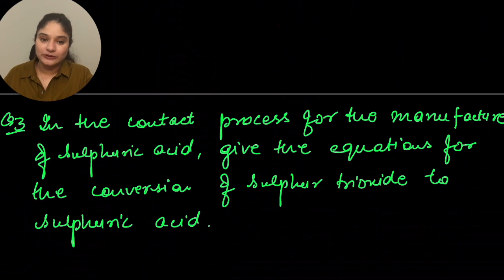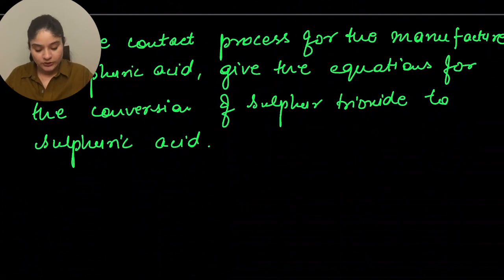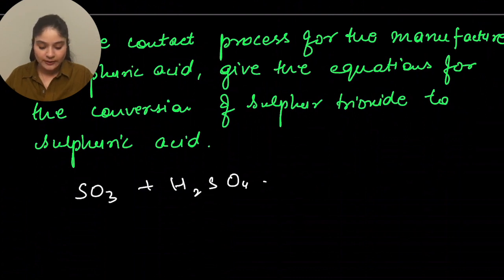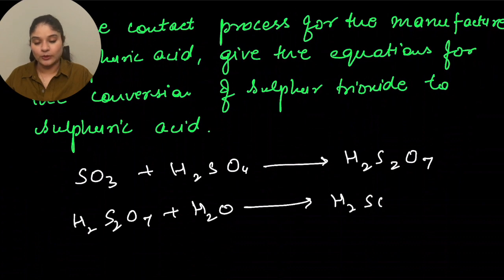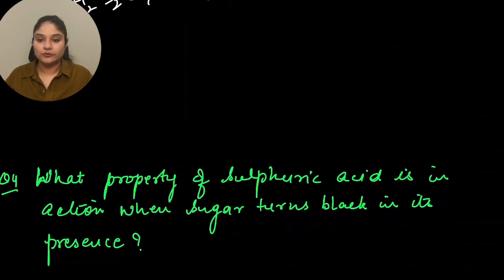In the contact process for the manufacture of sulfuric acid, give the equations for the conversion of sulfur trioxide to sulfuric acid. So they are not asking for all the equations. They are asking only from sulfur trioxide to sulfuric acid. So you have two equations there. Sulfur trioxide, SO3, you add H2SO4 to that, so you get H2S2O7. That is oleum. Then oleum, that is H2S2O7, you add water to that and you end up getting H2SO4. Let's move to the next question.